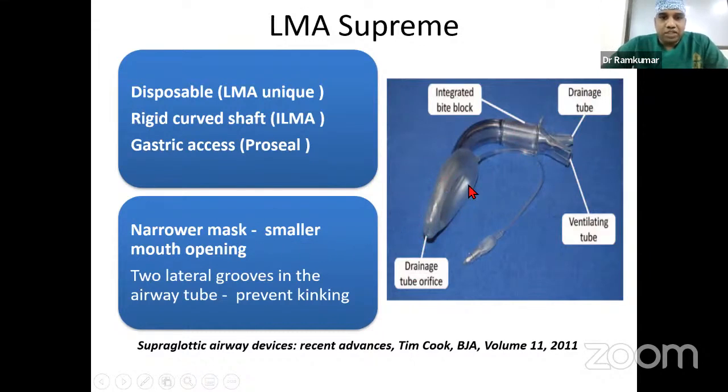The advantage is it has a narrow mask, so it is easy to insert in a limited mouth opening. Normally, a 2-finger, 2-centimeter mouth opening is required to insert a laryngeal mask airway. With this, there is a little advantage in placing it. And it has 2 lateral grooves on either side of the tube, which prevent airway tube kinking as well.